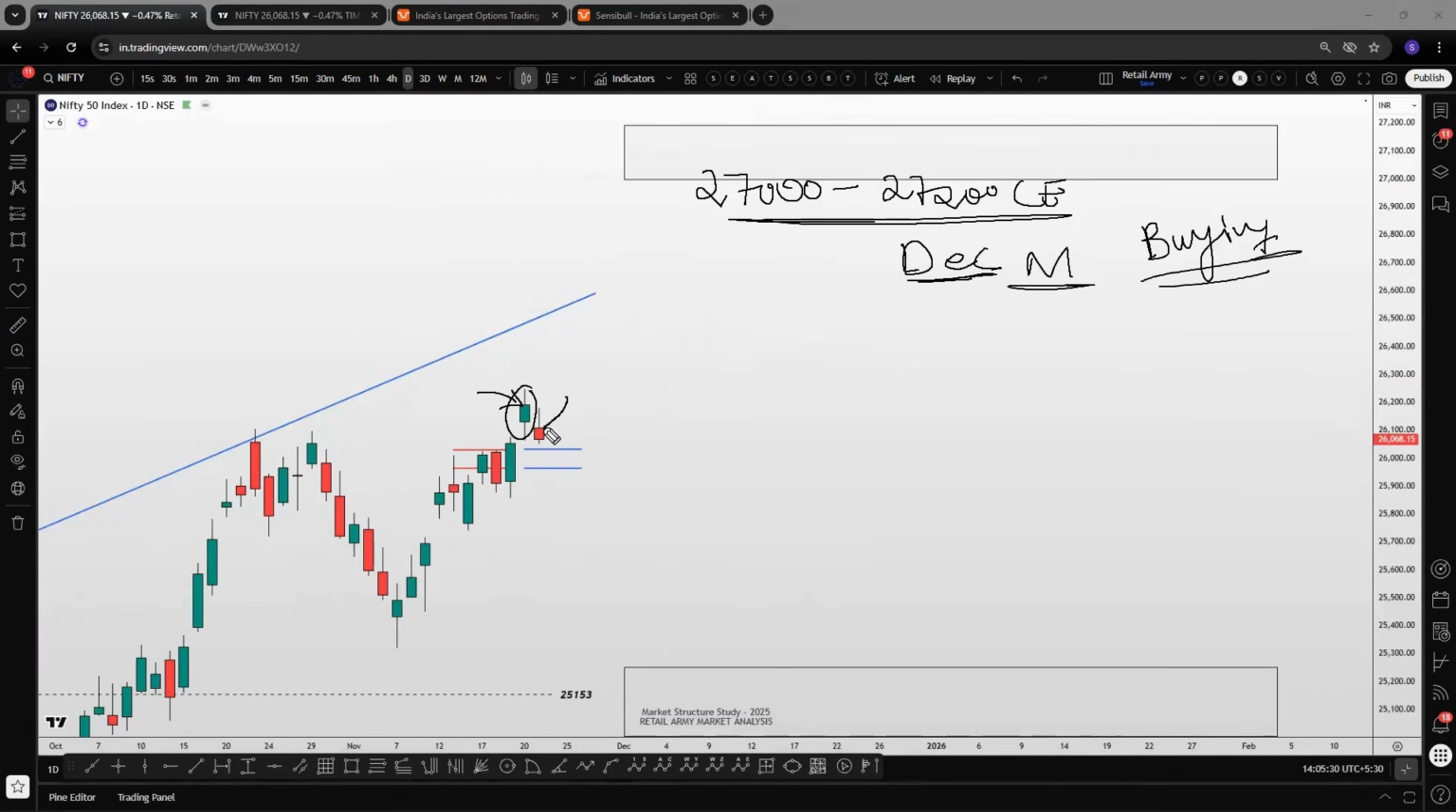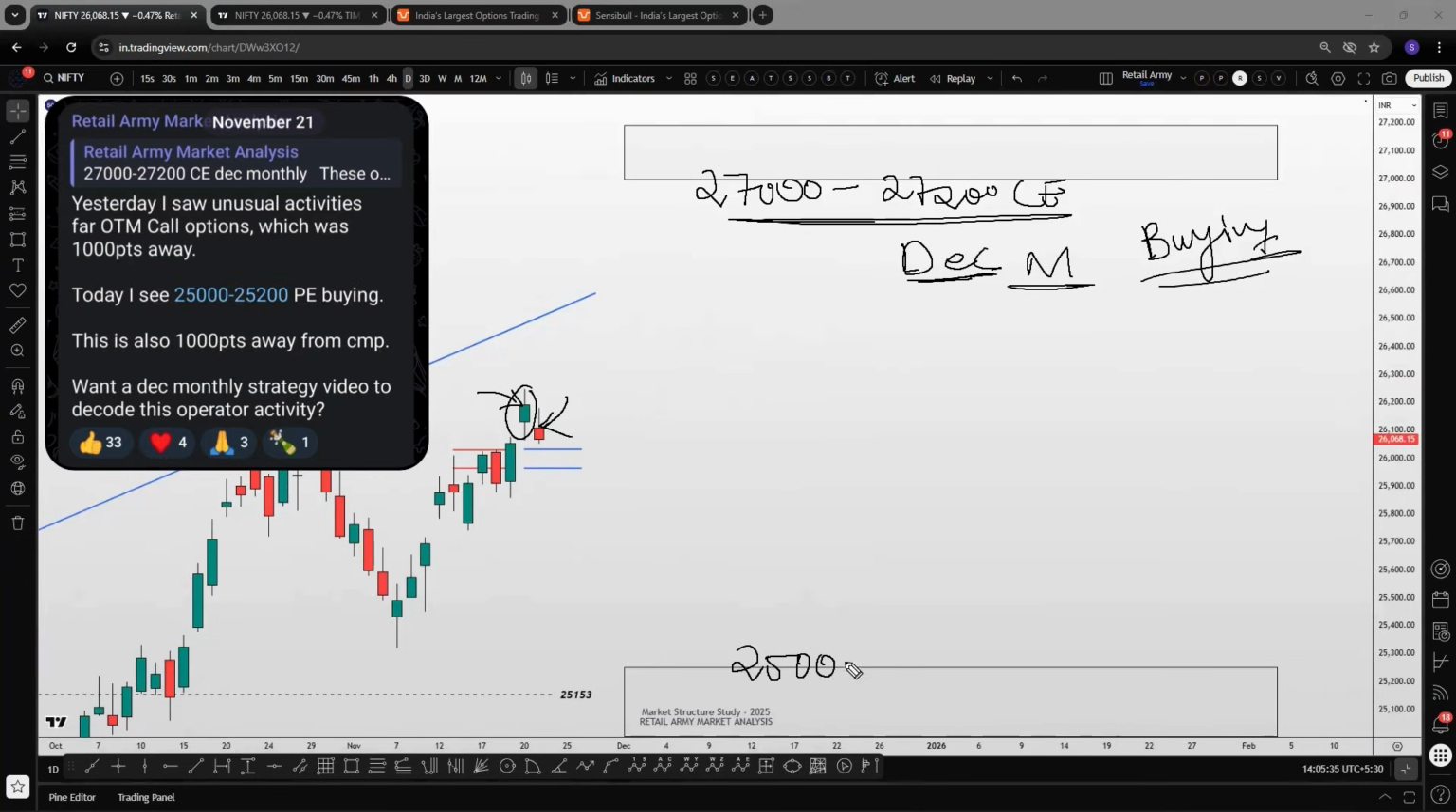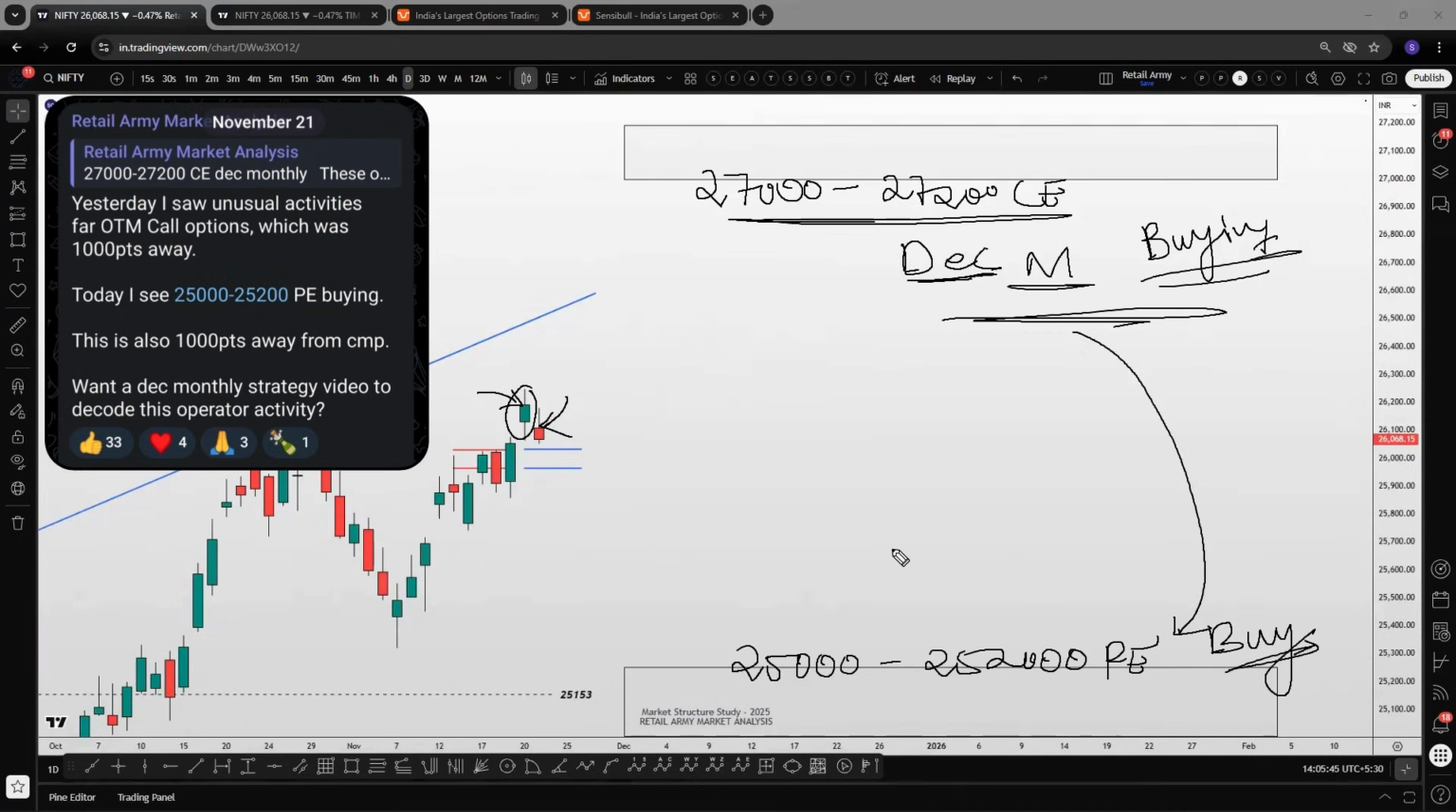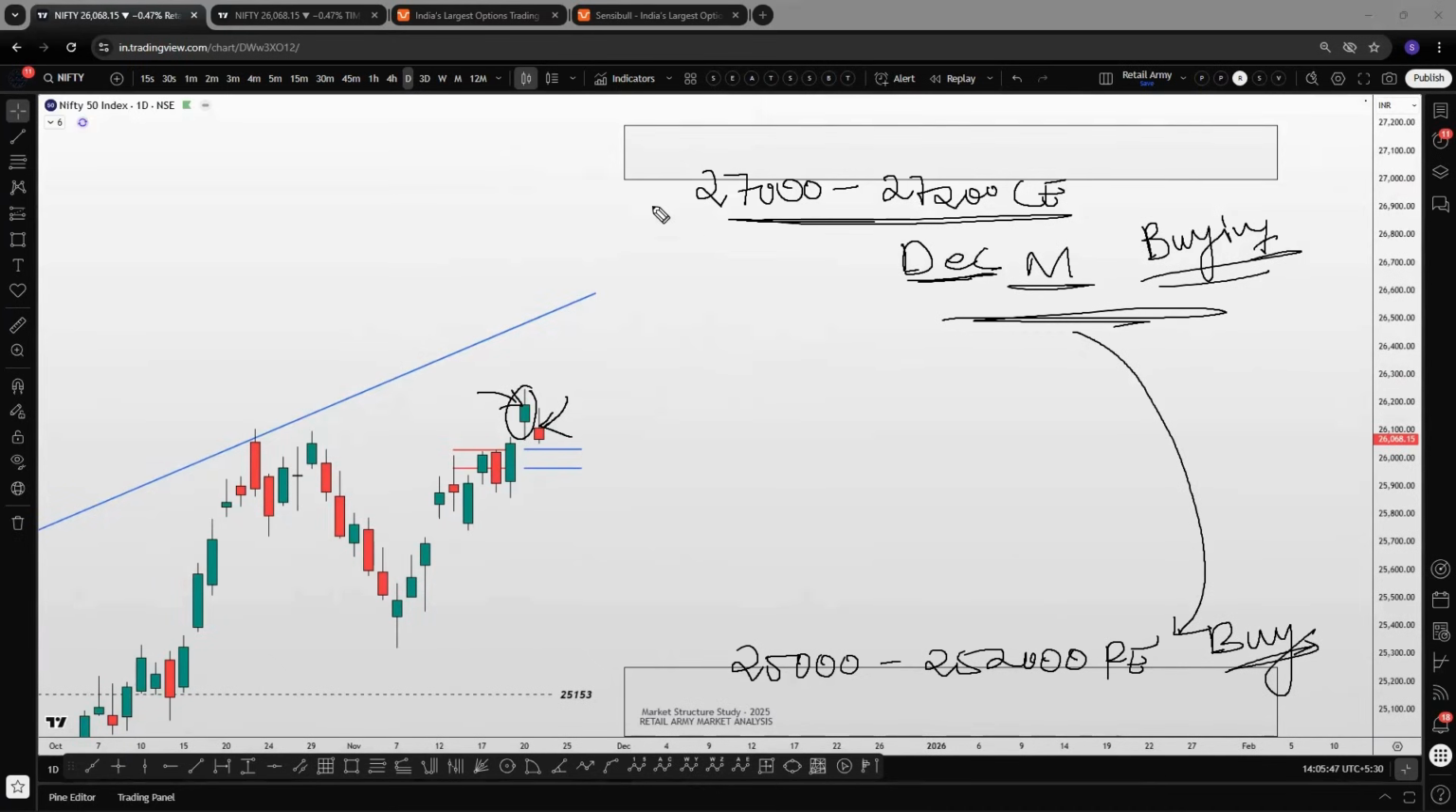Then on the next day, this is the Friday. What did I see again? 25,000 to 25,200. Put option of the same December month was being bought. Someone was buying it. Now, what is the logic of buying both upside 1,000 points distance and downside 1,000 points distance? This is what we want to crack in this video.